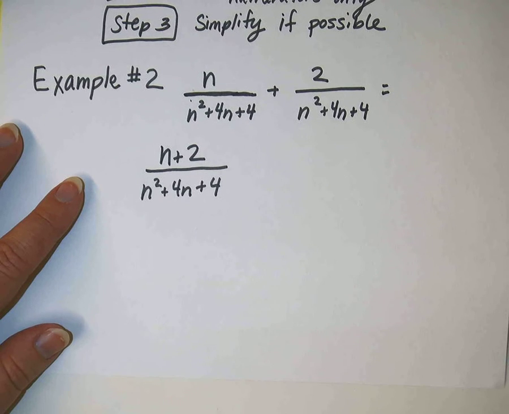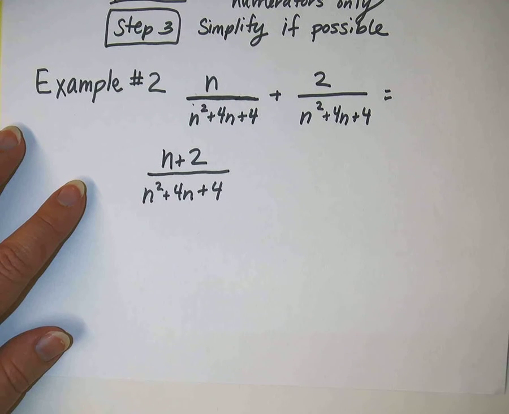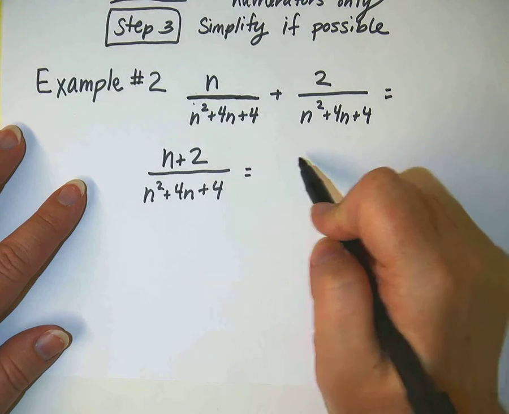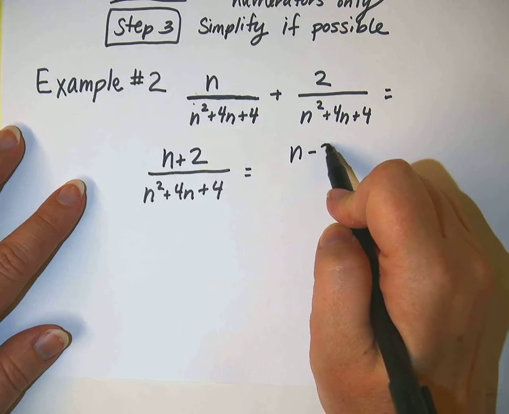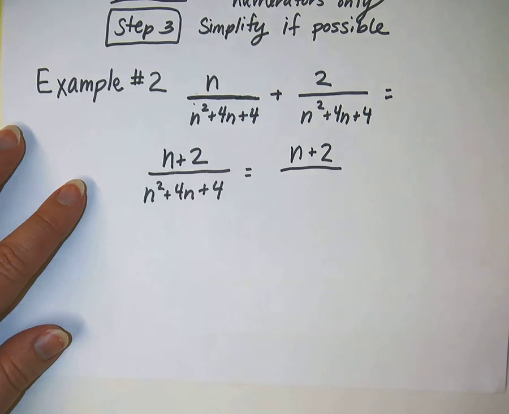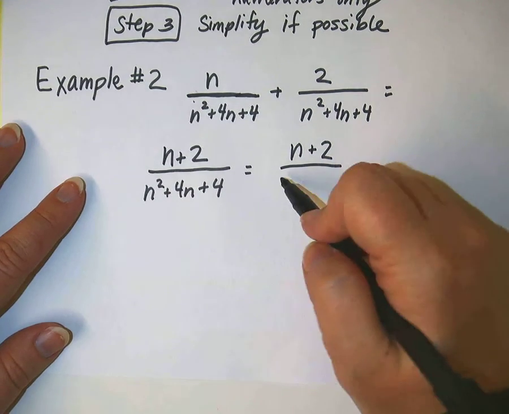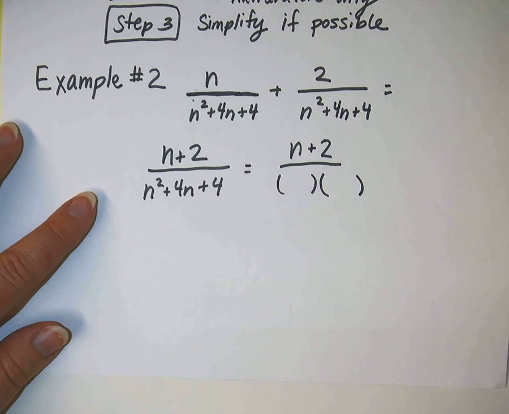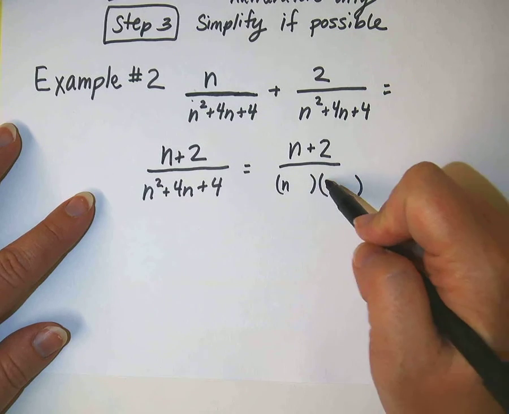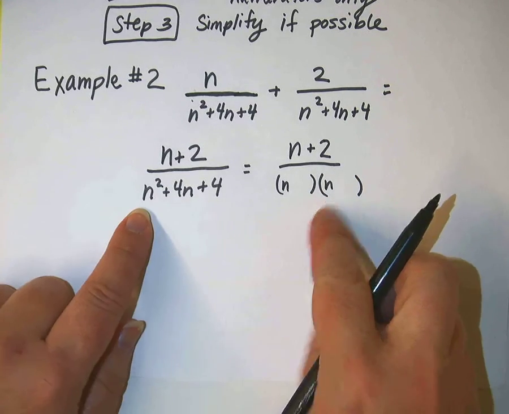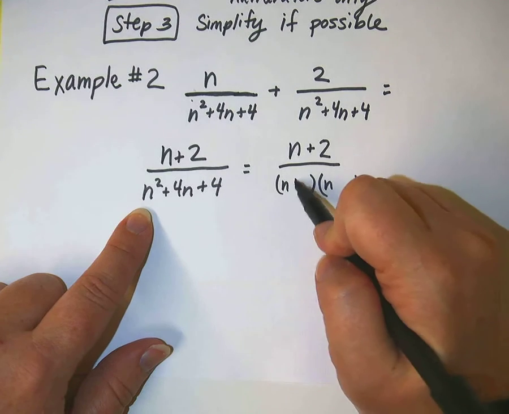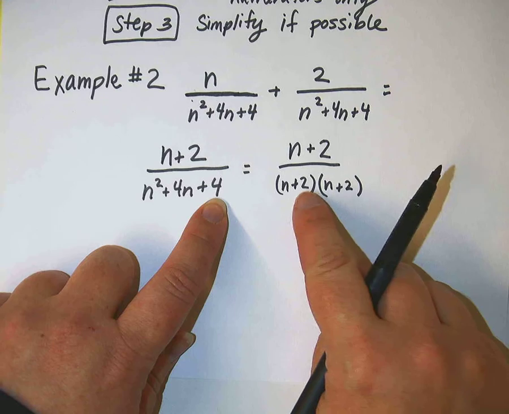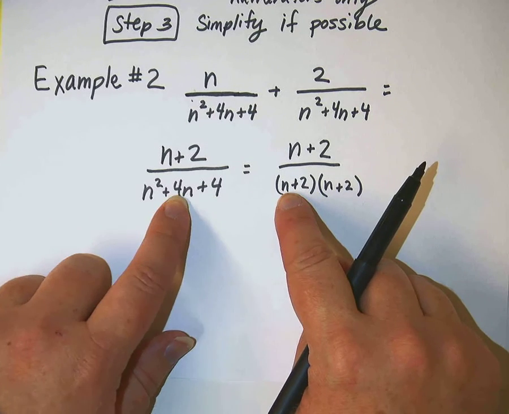What's the first step of simplifying? First step of simplifying over there on the board. Factor. Can I factor the numerator? No, I cannot factor the numerator, but can I factor the denominator? Yes. What does the denominator factor into? N. So n times n is n squared. Good. 2 plus 2, because 2 times 2 is 4, and 2n plus 2n adds up to 4n in the middle.